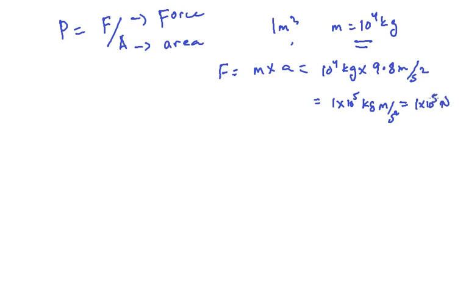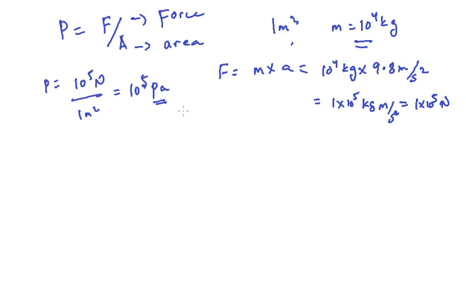So the pressure exerted by the column is the force divided by the cross-section area, which is 1 meter square, which means that we have 10 to the power of 5 Newton over 1 meter square. That would give us about 10 to the power of 5 Pascal.